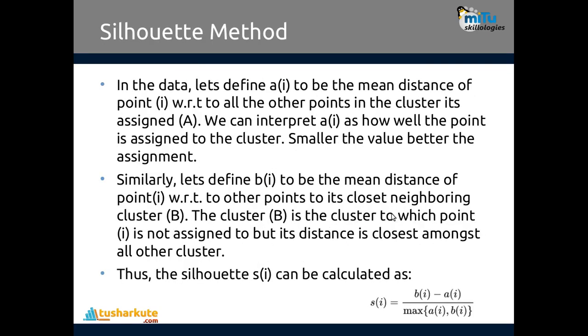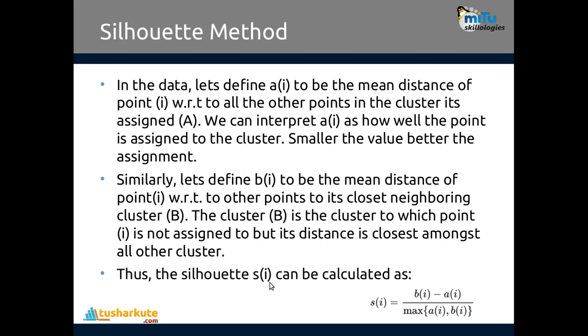Now let's take an example. In the data, let's define a(i) to be the mean distance of point i with respect to all other points in the cluster assigned, A. We interpret a(i) as how well the point is assigned to the cluster. A smaller value means a better assignment. Now, A is the first cluster and B the second cluster. So the distance from the first cluster and the second cluster.